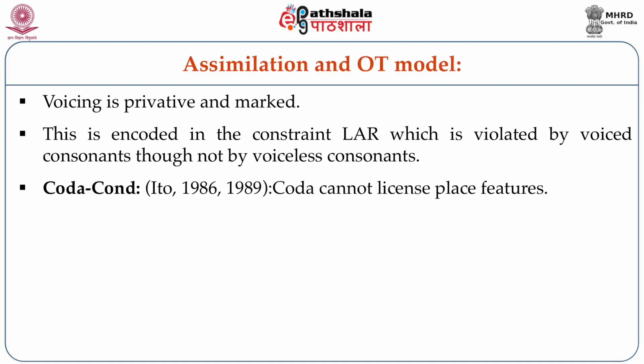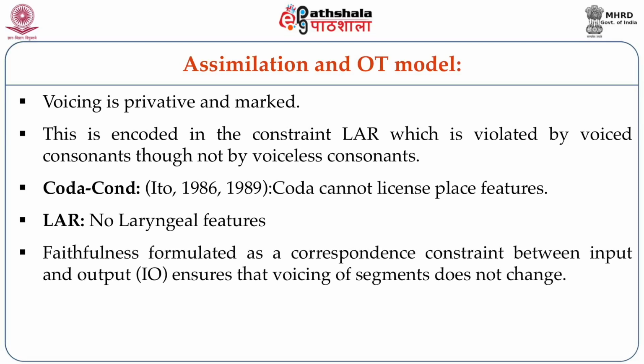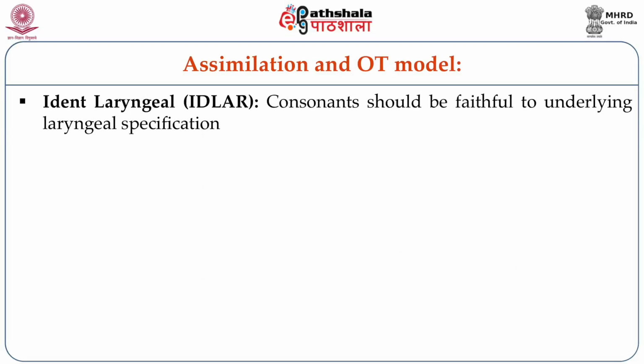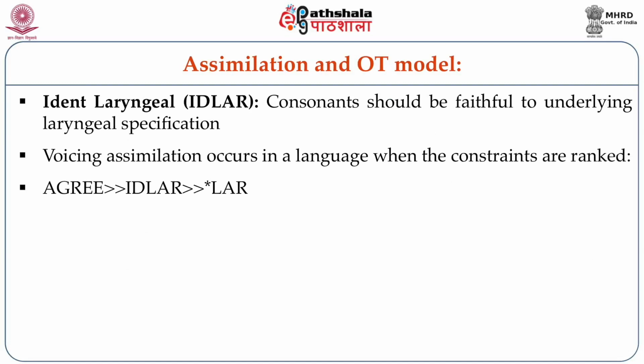Then we have taken the second constraint, known as CodaCondition: Coda cannot license place features. There is a kind of restriction; there are certain segments which can occur in the coda. Then we have taken the constraint *Laryngeal, that means no laryngeal features. Faithfulness, formulated as a correspondence constraint between input and output, ensures that the voicing of a segment does not change. Then we have taken another faithfulness constraint called IDENT Laryngeal, which means that consonants should be faithful to the underlying laryngeal specification. So what is the pattern of arranging these kinds of constraints?